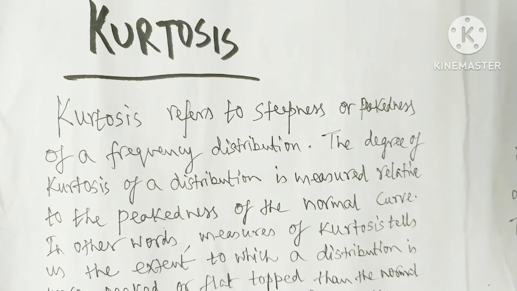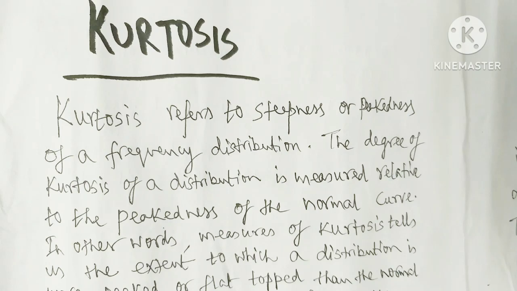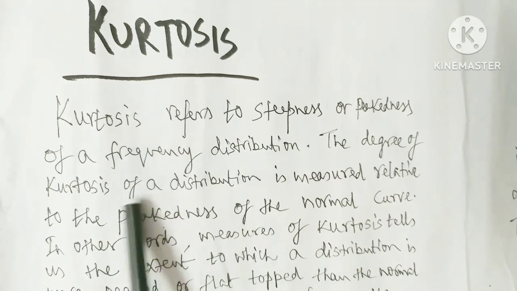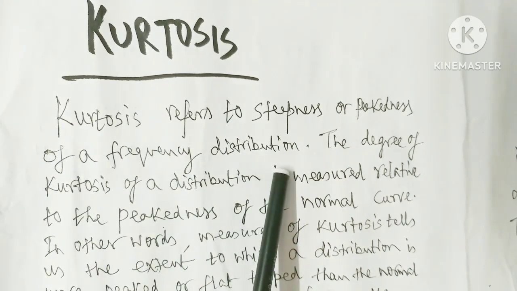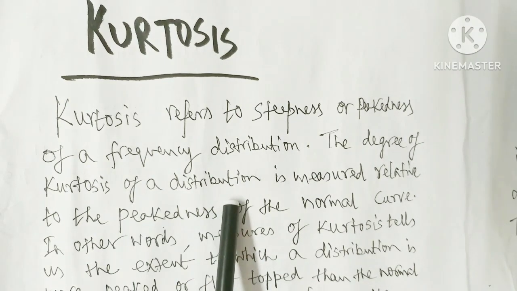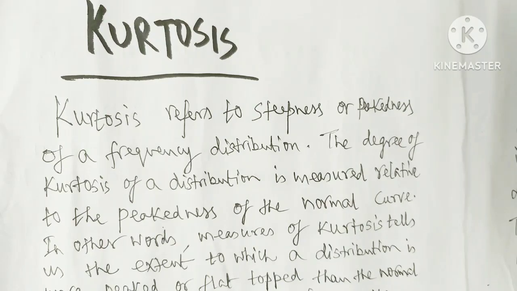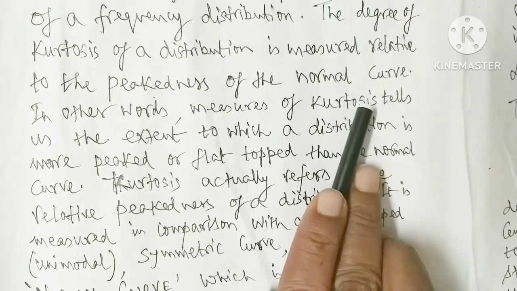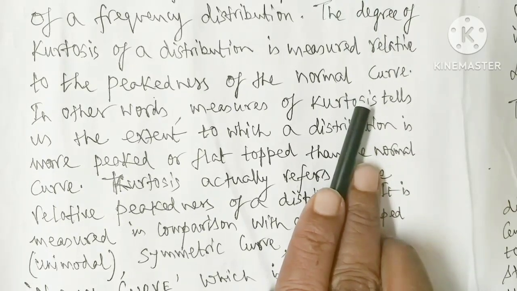Today we are going to discuss kurtosis, which is a part of the chapter Moments, Skewness and Kurtosis. In the previous videos, we discussed moments and skewness, and the remaining part is kurtosis. Kurtosis refers to the steepness or peakedness of a frequency distribution. The degree of kurtosis of a distribution is measured relative to the peakedness of the normal curve. We know the normal curve as the bell-shaped curve.